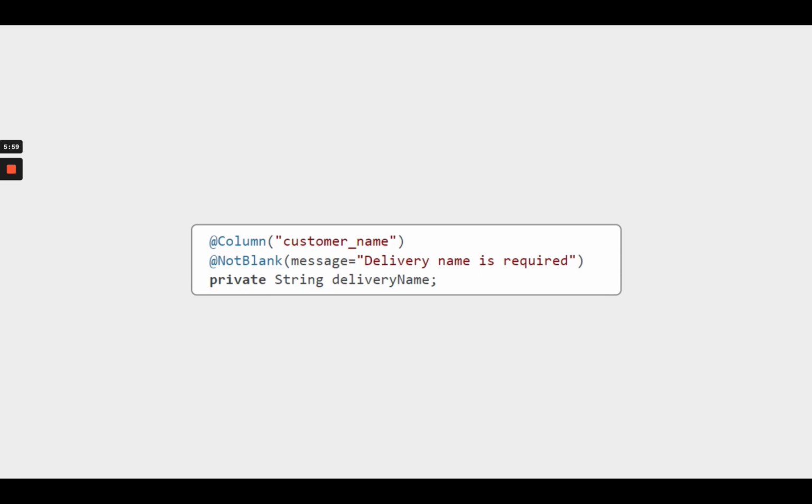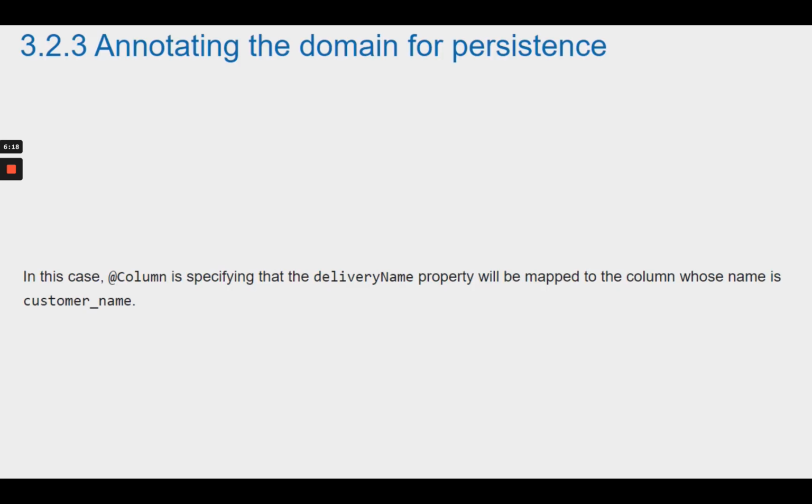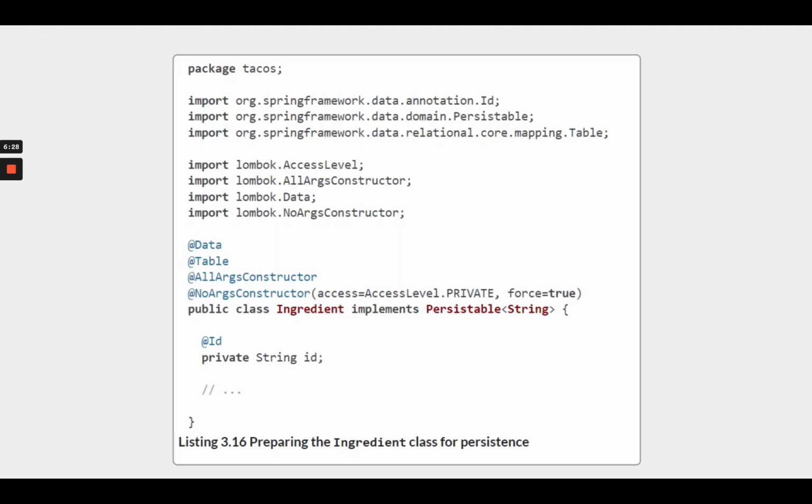All other properties in Taco Order will be mapped automatically to columns based on their property names. For example, the deliveryName property will be automatically mapped to the column named delivery_name. But if you want to explicitly define the column name mapping, you could annotate the property with @Column like this. In this case, @Column is specifying that the deliveryName property will be mapped to the column whose name is customer_name.